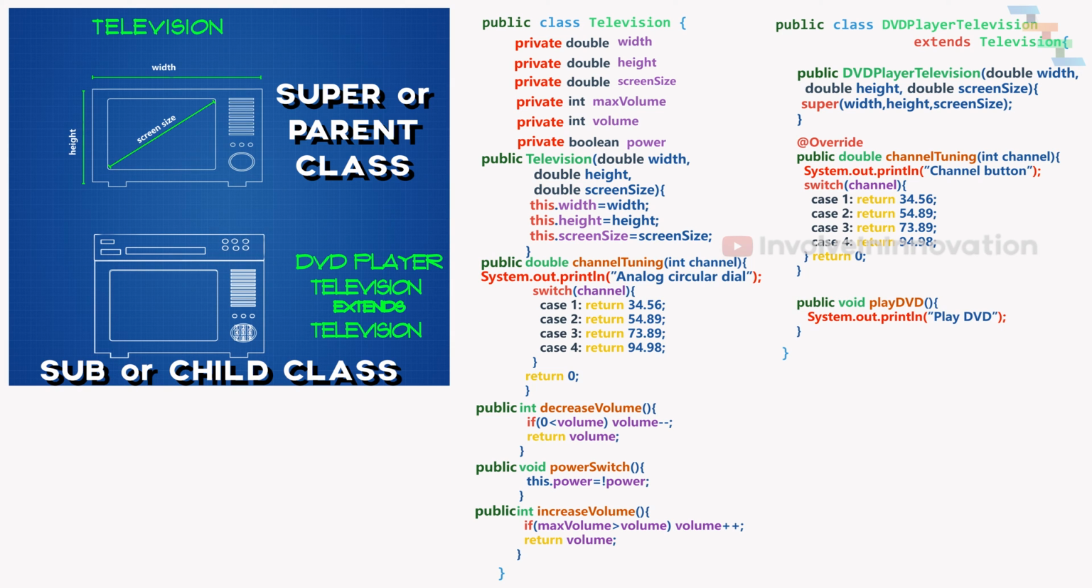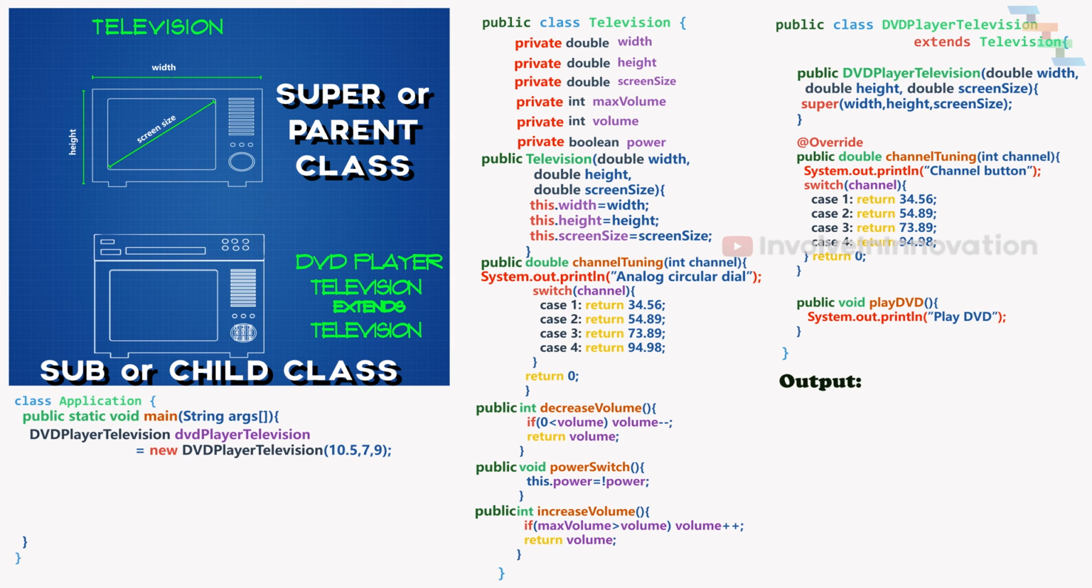Next, we will create a new method to support DVD functionality. The method is playDVD. Inside the new method, we will just print the text playDVD with sysout. Now we will create an instance of DVDPlayerTelevision with the new keyword. By calling the DVDPlayerTelevision's constructor, now the control will go to the DVDPlayerTelevision constructor and it will go to the parent class television's constructor and the new object will be created.